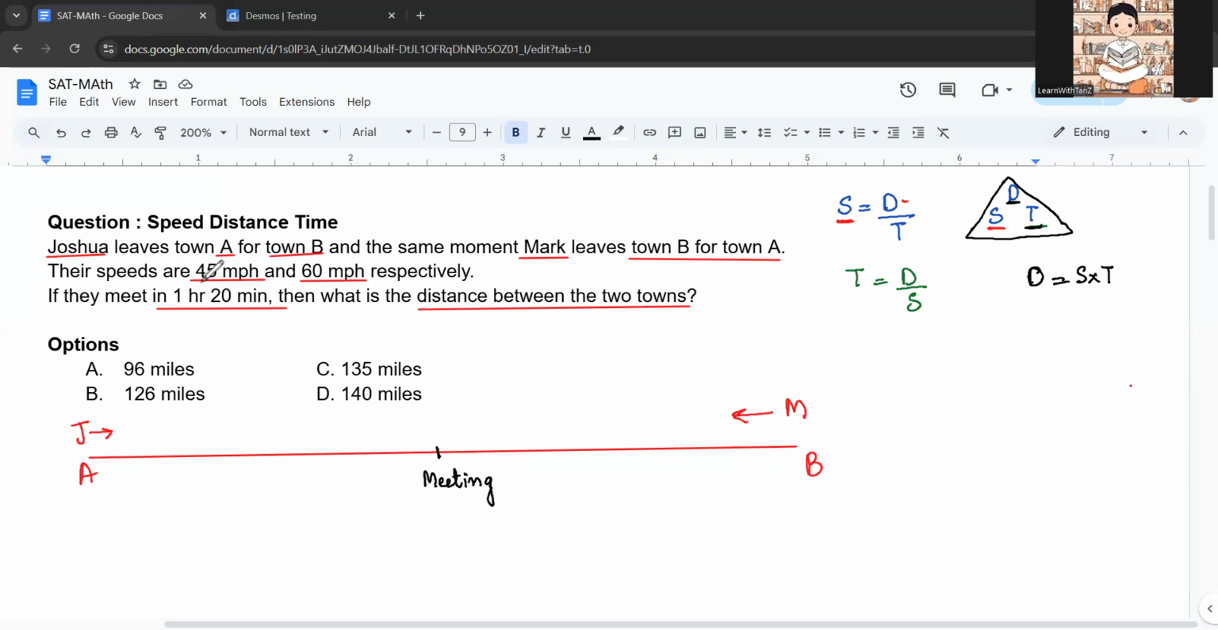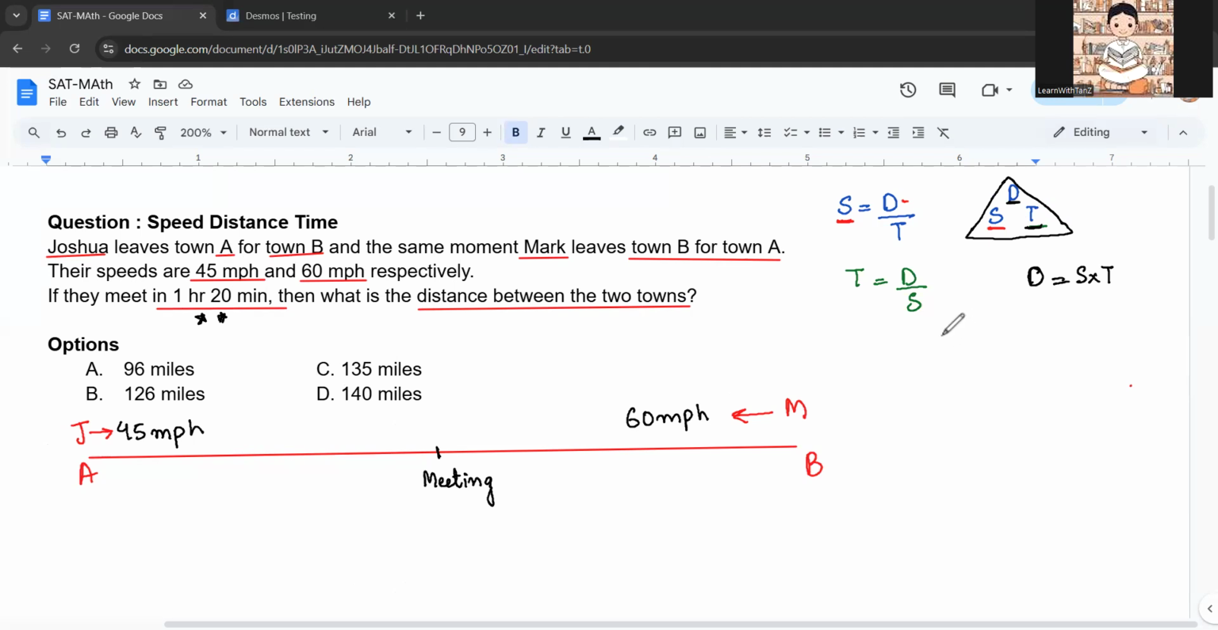Now, Joshua is gonna go with the speed of 45 miles per hour, and Mark is moving at the rate of 60 miles per hour. And they are both taking 1 hour and 20 minutes. This is something which you need to understand. If they are meeting in 1 hour and 20 minutes, that means the time taken by both of them is 1 hour and 20 minutes. Okay.